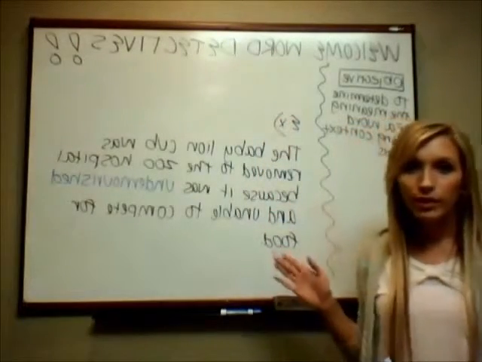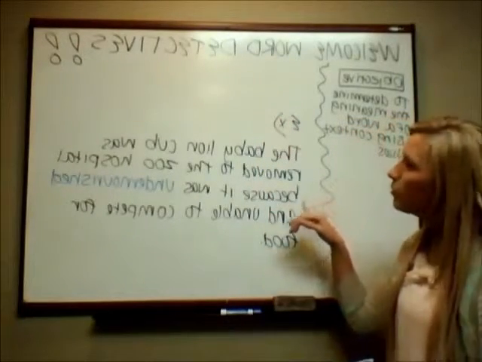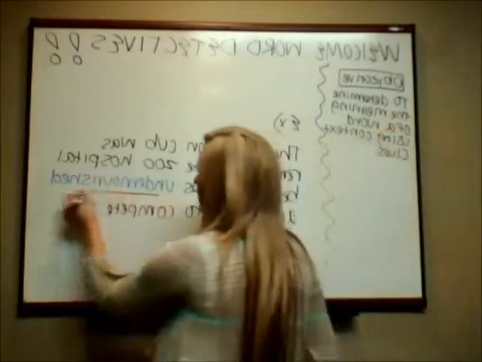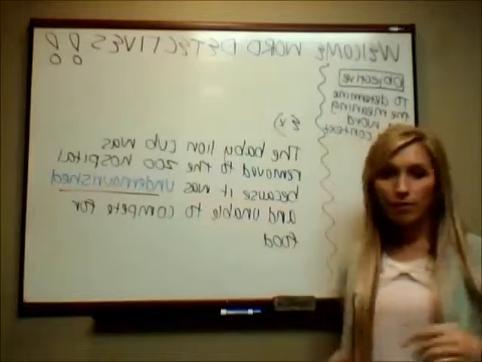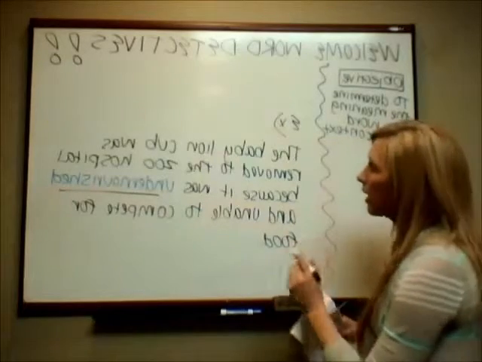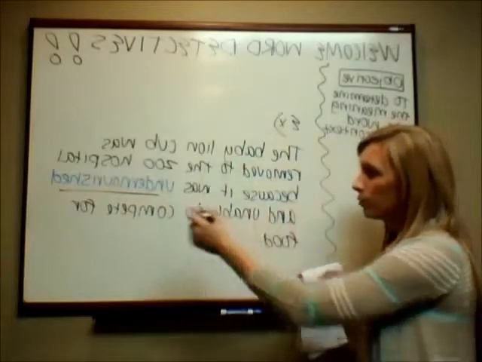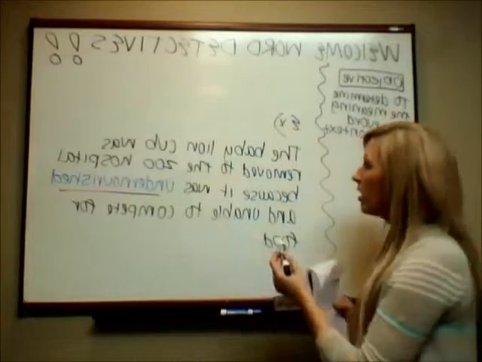Okay guys, so here's our example. The baby lion cub was removed to the zoo hospital because it was undernourished, which is going to be our unknown word, and unable to compete for food. Okay, so our context clues, this is the only sentence we have, so of course we're going to look within this sentence for the clues.